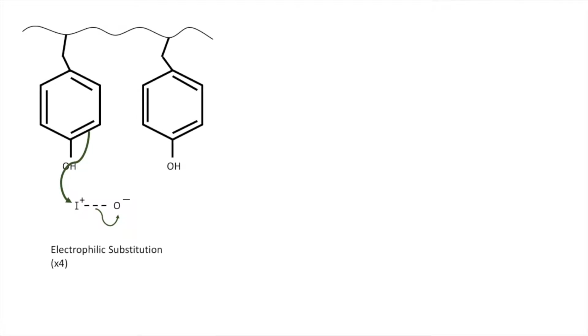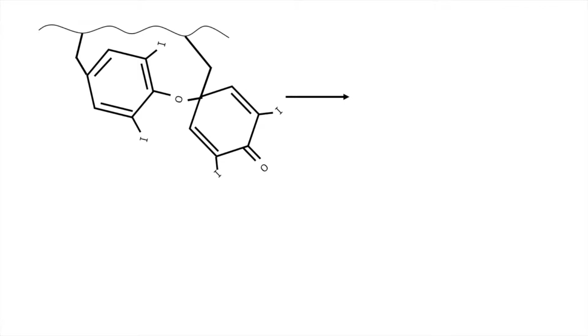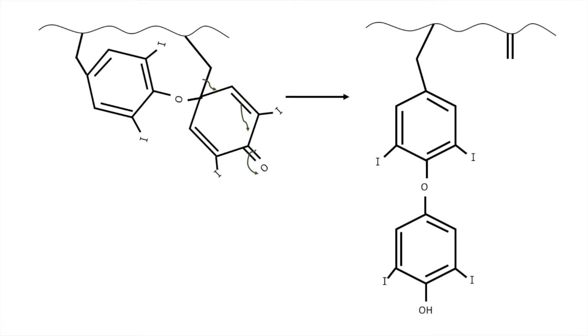an electrophilic substitution 4 times, twice on each ring. Next, 2 electrons are going to be pulled from the structures as a whole, one from each structure, creating these radicals. The radicals then form a bond, but they're still bound to that thyroglobulin. The next step, that second now iodotyrosine will break away and try and recreate its conjugated system, resulting in thyroxine.